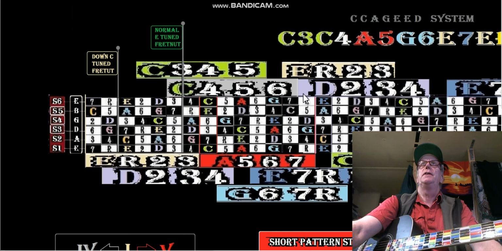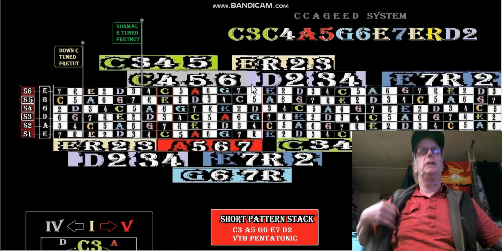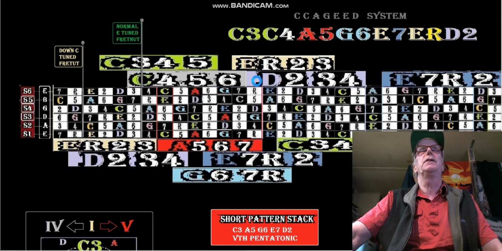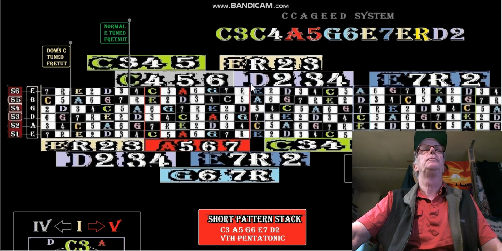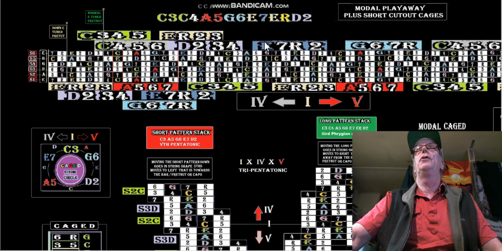So this is the, let me lean forward a little bit. I'm trying to do two things at once, computer and playing. So this is the whole thing, and I know I rolled it out.